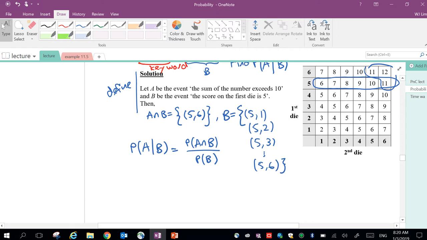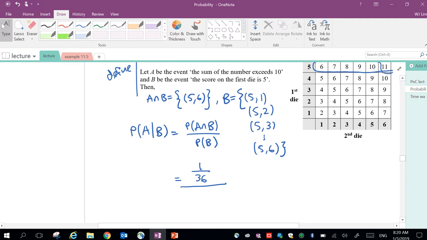So for probability A intersect B, there are a total of 36 outcomes. In your event A intersect B, there is only one outcome. So 1 out of a total of 36 outcomes, divided by, in event B, how many outcomes are there? 1, 2, 3, 4, 5, 6. So there are 6 out of 36 total outcomes. So this gives us 1 over 6.